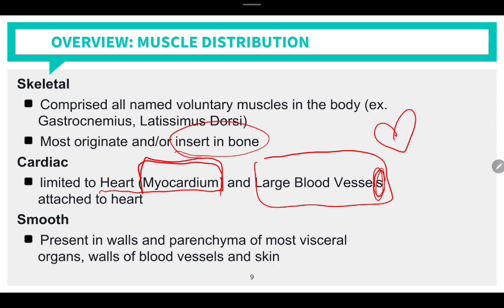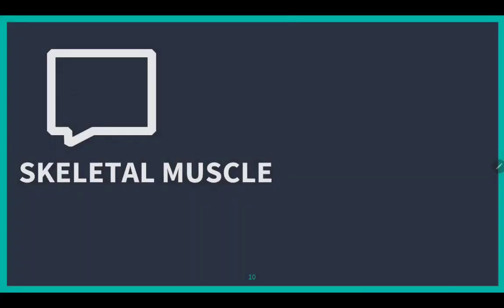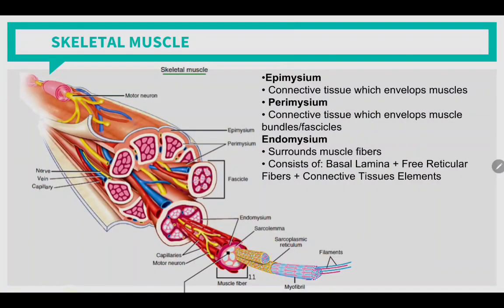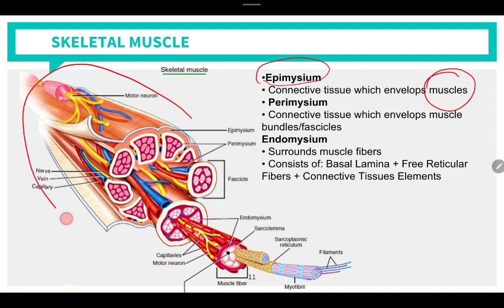Okay? So now let's talk about them individually. Let's talk about skeletal muscle first. So your skeletal muscle, guys, has 3 coverings or layers po na tinatawag natin. Let's start with the epimysium. Your epimysium is a connective tissue which envelops the muscle. When we say epimysium, it is a connective tissue that envelops the whole muscle. So ibig sabihin, itong buong muscle na to is enveloped by your epimysium.